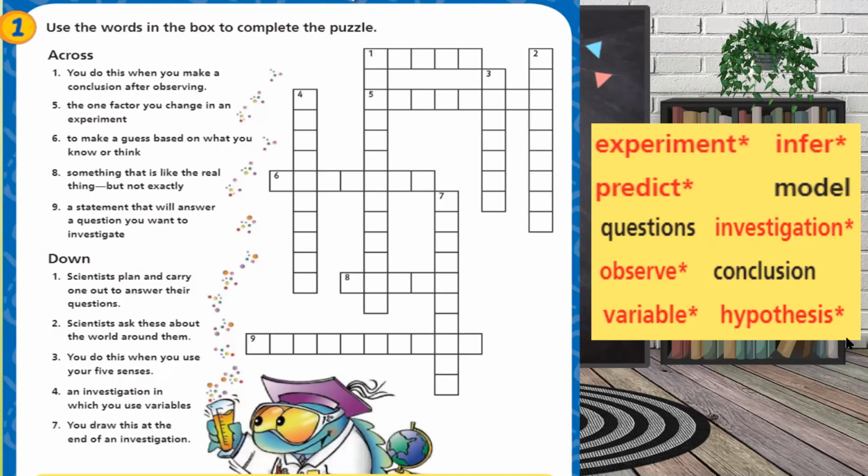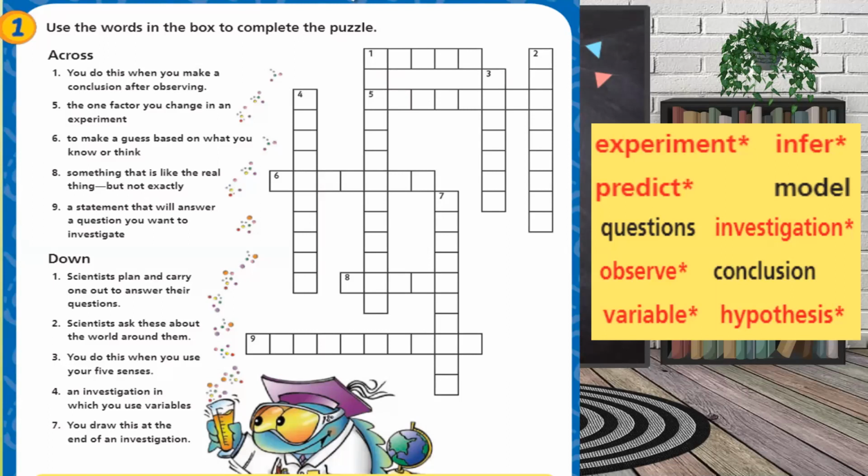Okay, so I'm going to read this puzzle. Please do not write with me. After we finish, you can copy the answers from the email, okay? To save some time, girls. Now we will use the words in the box to complete the puzzle. Number one, across. You do this when you make a conclusion after observing.